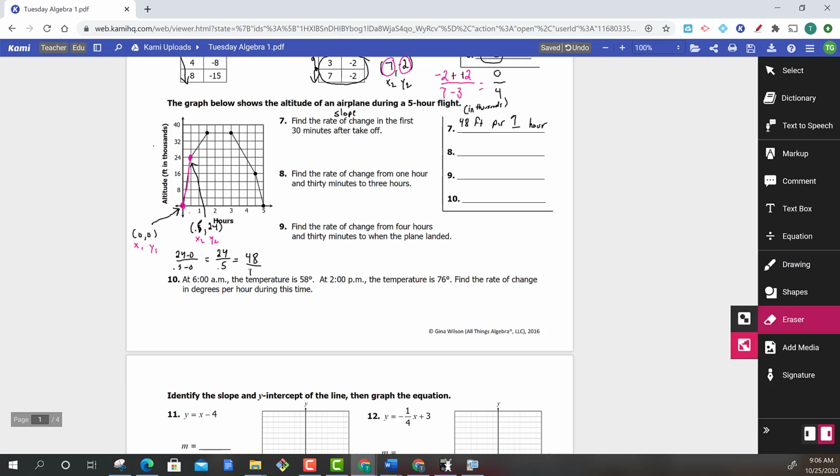Doing the same thing on the next problem. I'll go ahead and help you get it set up. You're finding the rate of change from 1 hour and 30 minutes to 3 hours. So 1 hour and 30 minutes is this point. 3 hours is this point. This one, you don't need the slope formula for. We can see it remains constant. That's a flat line. So remember, think of our little dude here walking that line. There's no steepness to it. So the slope is 0 feet per hour.